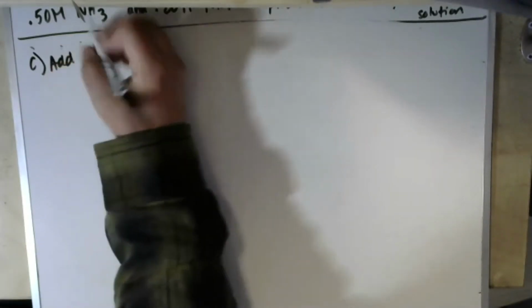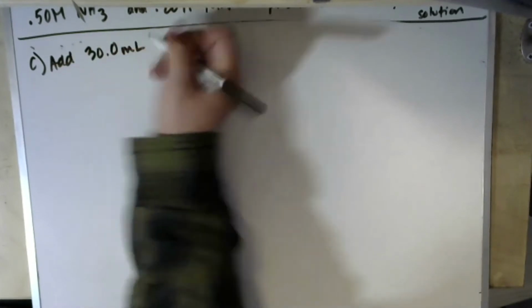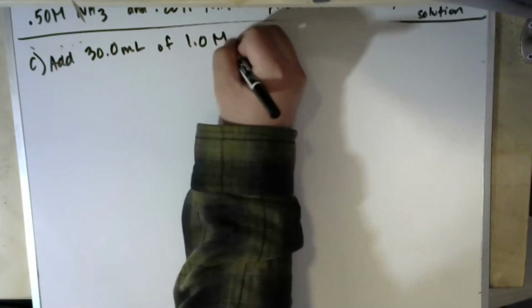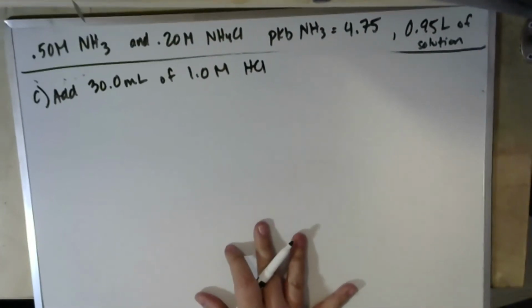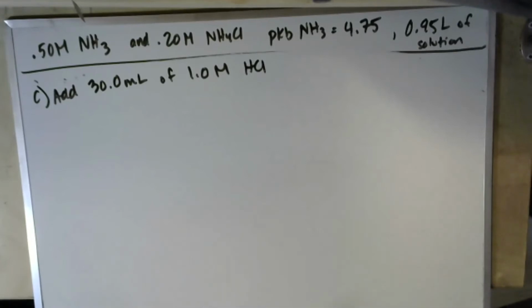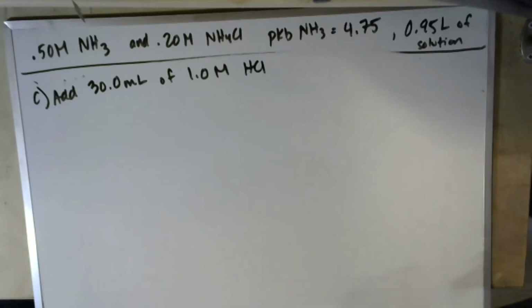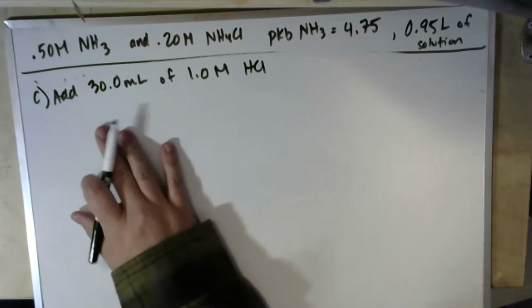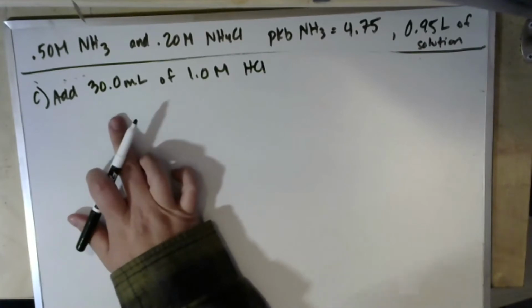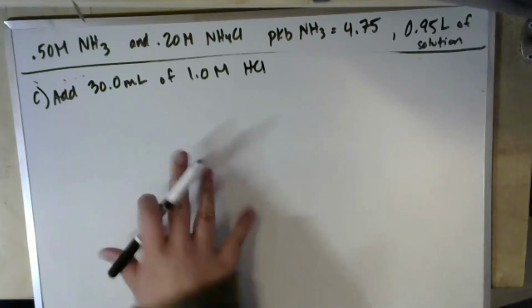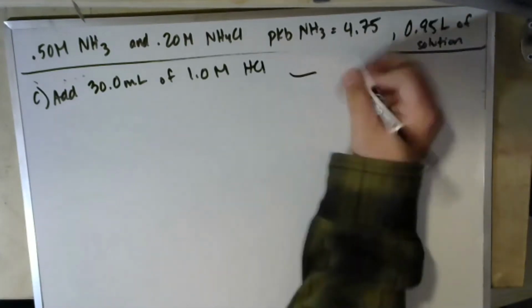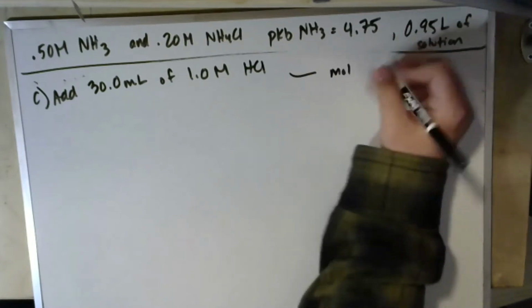Okay, here we're doing 30 milliliters of 1 molar HCl to this original buffer solution. Still have a volume of 0.95 liters. So I guess we see right away that we're going to need to figure out what this mole value is before we can set up our BCA table. So we can do that. I've already calculated the other moles. We can just rewrite them.